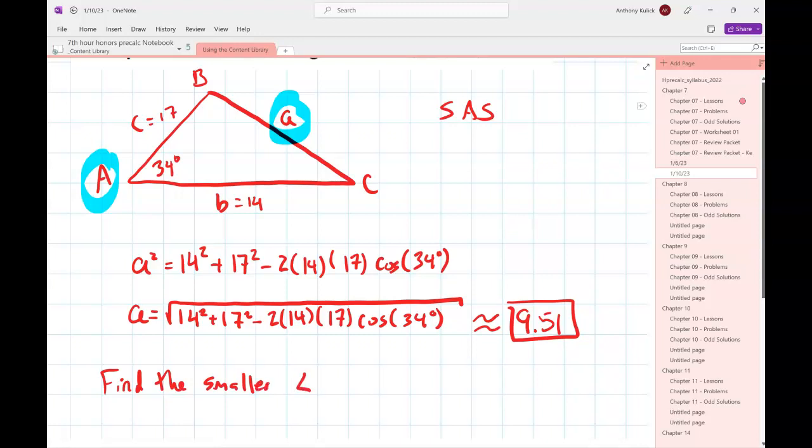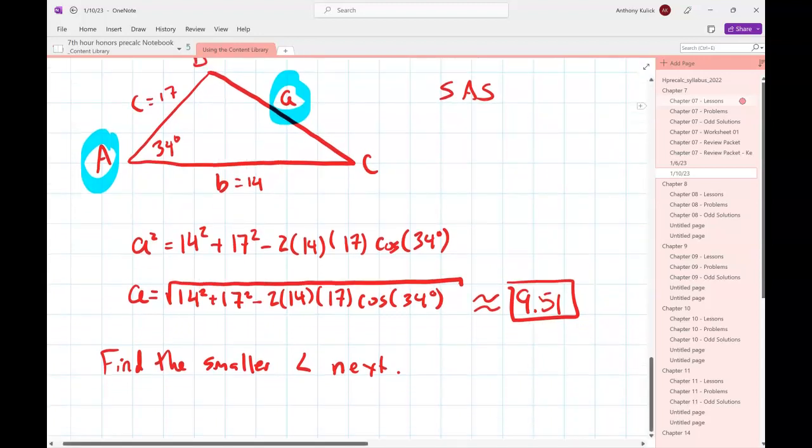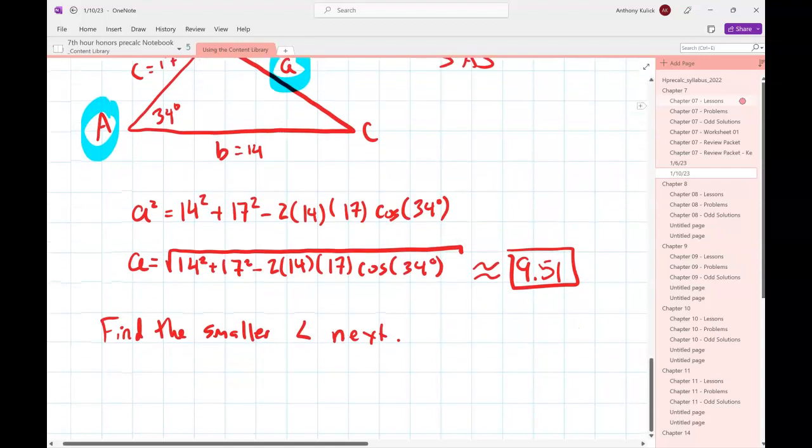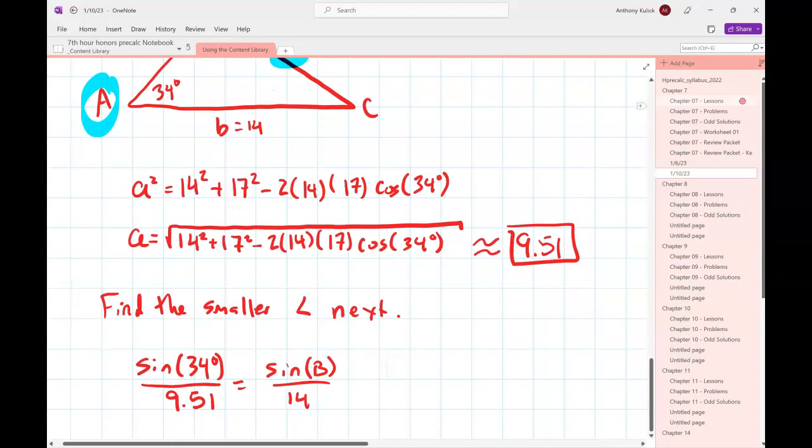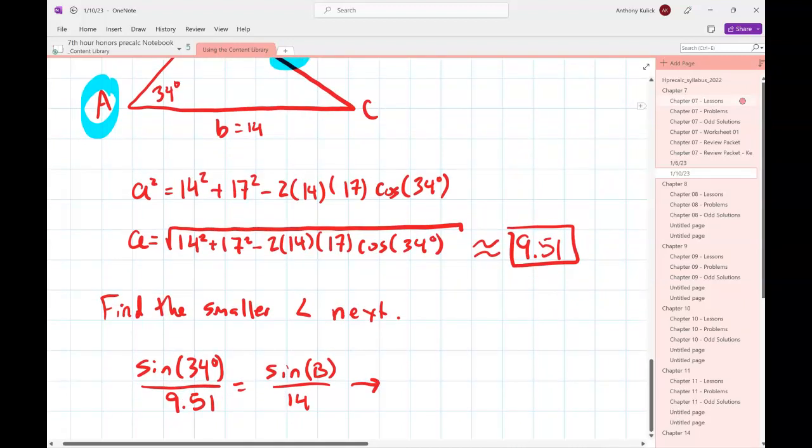How can I tell which one is smaller, angle B or angle C? Side length. Yeah, I can use the side length. Which side length is smaller? B. So which angle am I going to be finding? B. So I'm just going to set up a law of sines to do this part. So sine A over A equals sine B over B. So I'll cross multiply, divide, and then do the sine inverse.